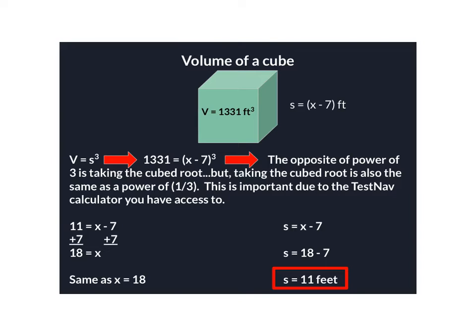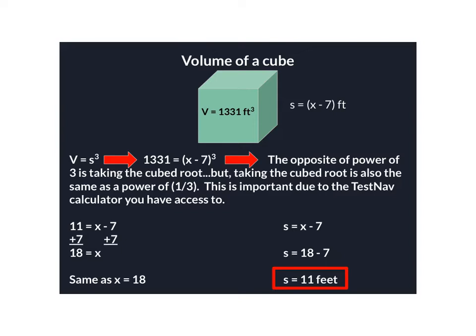So in order to solve for x here, we have to undo that power of 3. If you look at my side note here, it says the opposite of the power of 3 is taking the cube root. So just like we did in area, to undo that power of 3, we take the cube root. If that was a power of 2, we would take the square root. So again, to undo that power of 3, we're just taking the cube root of both sides.